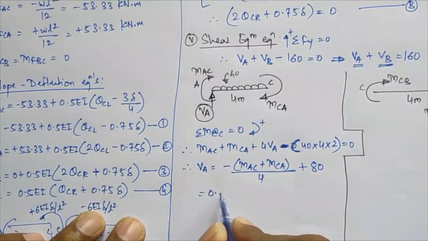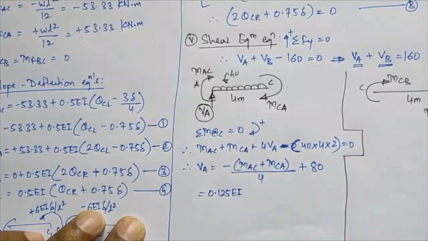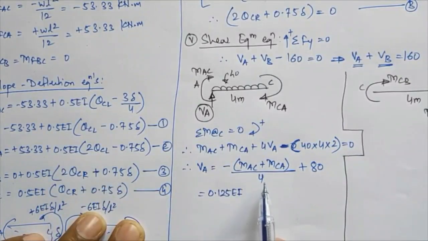Now what I'm getting is 0.5 EI common, so 0.5 EI divided by this 4, I'll get as 0.125 of EI common. Okay, so 0.5 divided by 4.